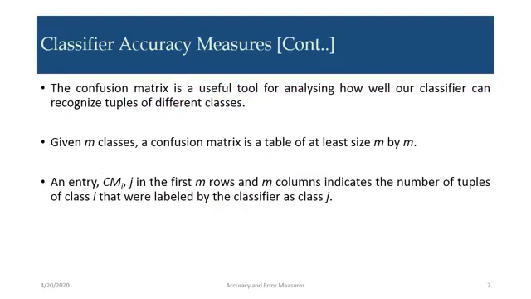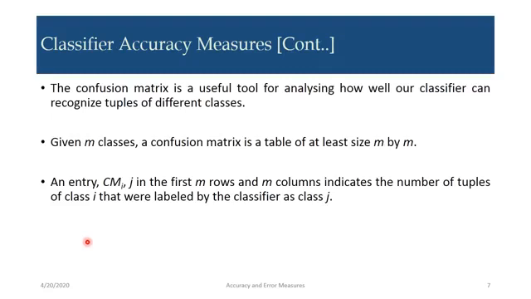Now, the classifier accuracy measures continue. The confusion matrix is a useful tool for analyzing how well the classifier can recognize tuples of different classes. As I have already told you, suppose we have tuples of different classes; how well your classifier can classify them can be shown in a confusion matrix. Given m classes, a confusion matrix is a table of at least size m by m. So here an m cross m confusion matrix should be there for m number of classes.